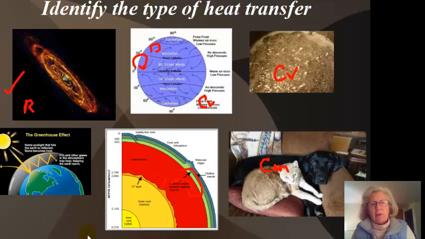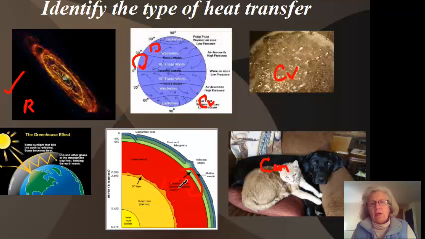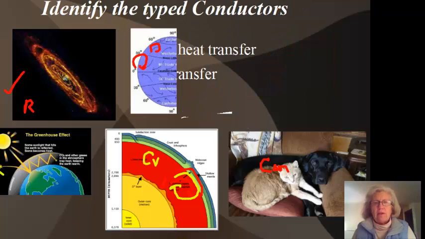Let's see if I can change my pen color here. Make it yellow for a second. Okay, so we have these convection currents here, and that's what our plates really ride on. These crustal plates move along these convection currents. That's why they collide into each other. So this is convection here. And in our greenhouse effect, again, we're getting energy from the sun. So this would be radiation here. All right, now we're ready to go to the next slide.